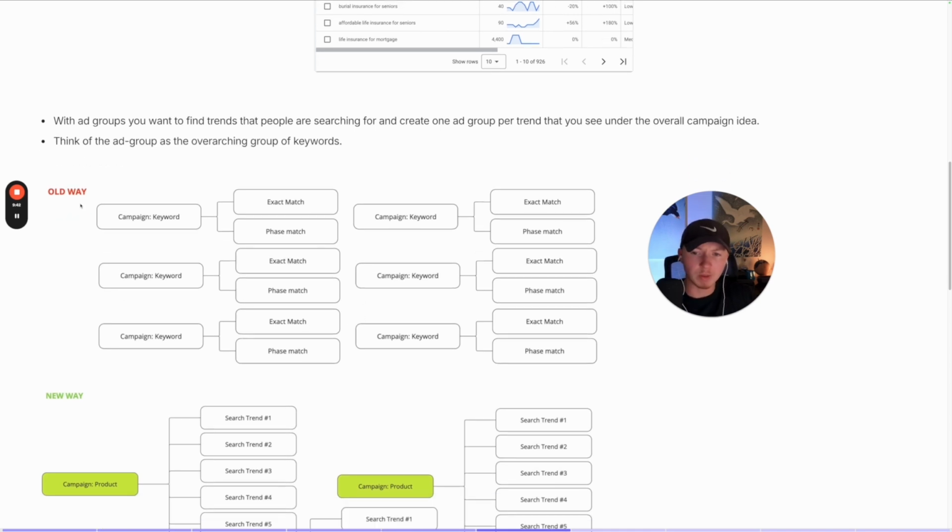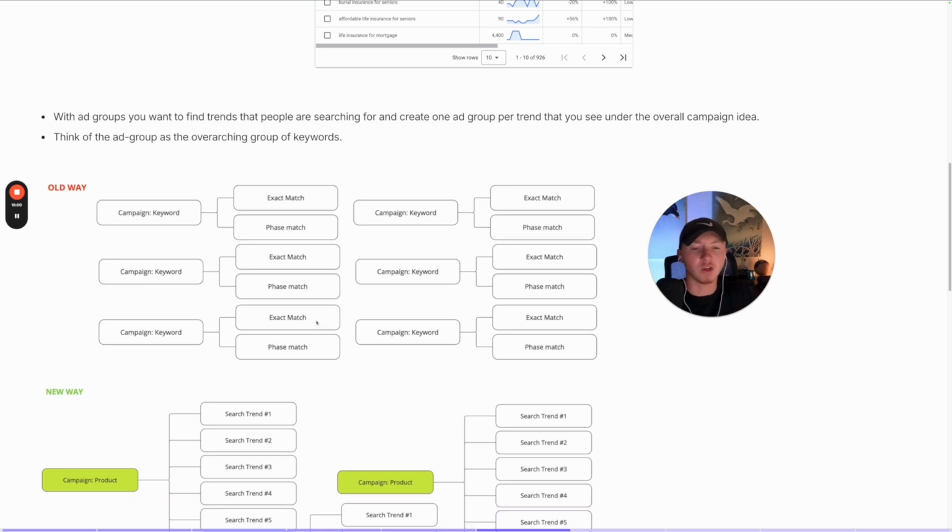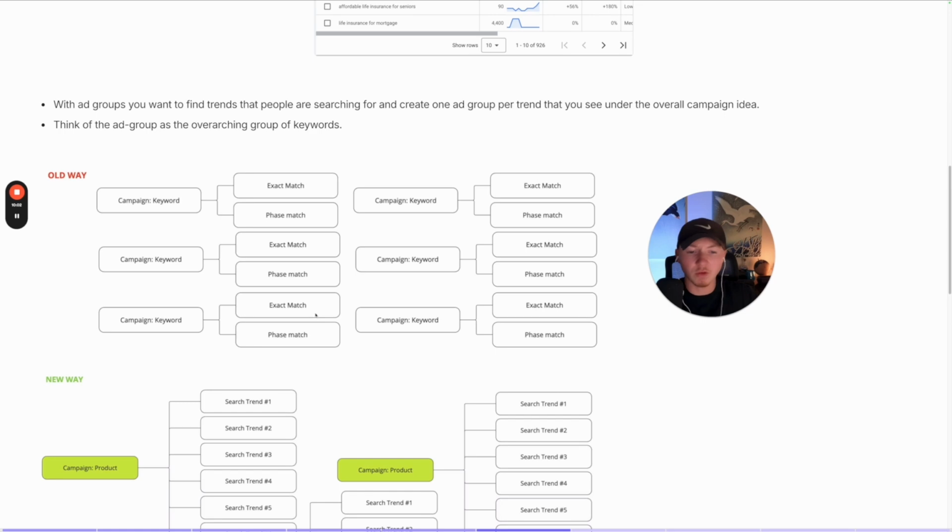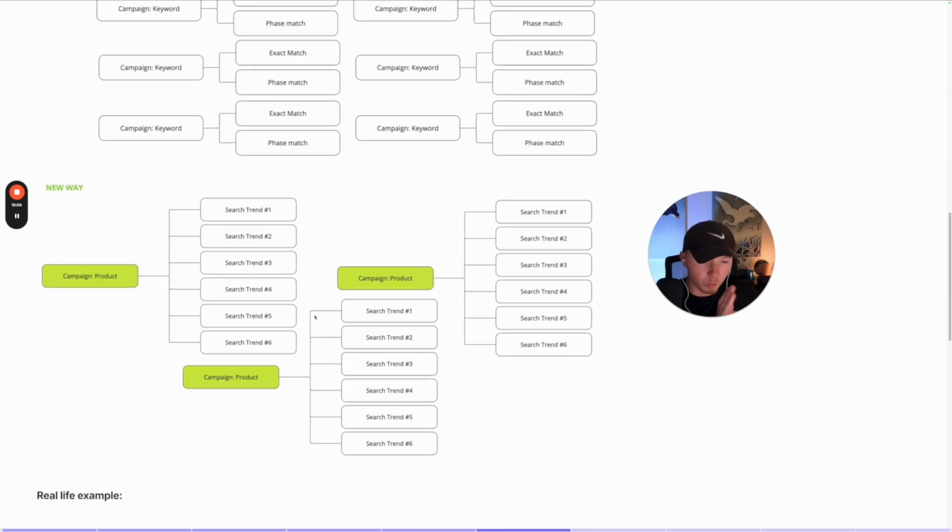So the old way that people would run ads last year, maybe 2023, was really the campaign was the keyword, and then they'd usually break it down into match types. So sometimes you'd see an exact and phrase match. Loads of times there'd be multiple campaigns based on keywords with loads of phrase matches and exact matches and broad matches. That's the old way. No one's really doing it like that at all. This is the way that you should be moving forward.